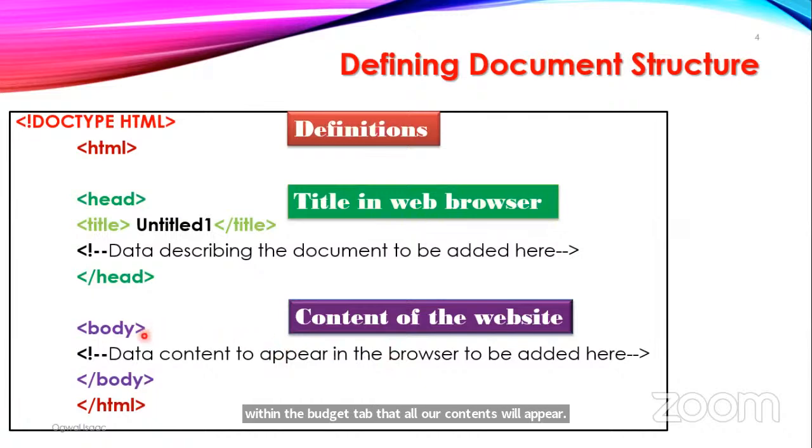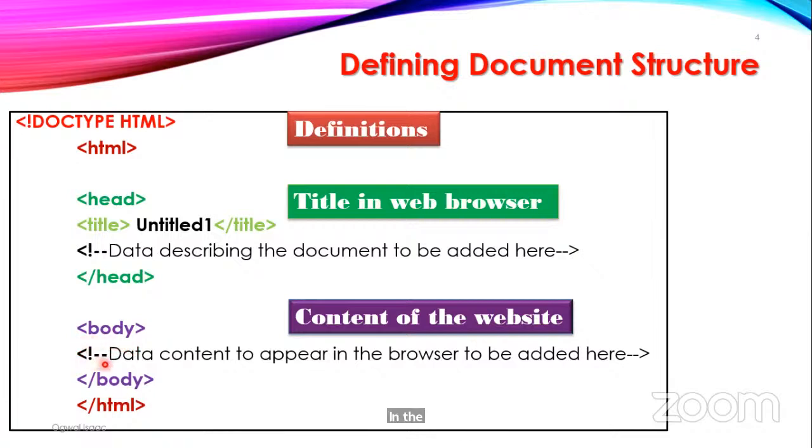All the contents, for instance, if you have a picture you want to be displayed on your browser, you go under the body tag section. There you define, maybe I want this paragraph, I want this image to appear, I want this, I want that. All such contents will appear in the body section.